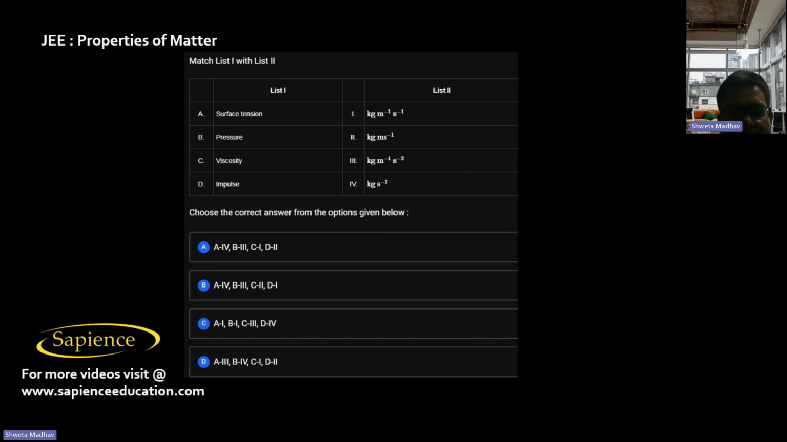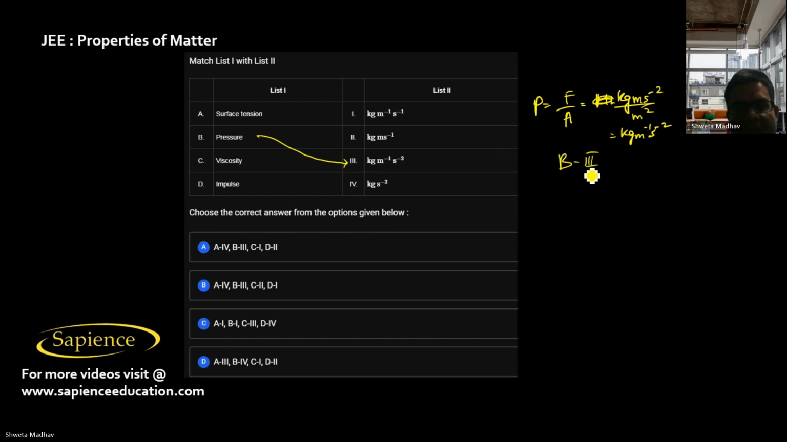So here surface tension will have a unit. So we have to match with the units. Now pressure will have the unit. Pressure is force by area. So it is MLT, kg meter per second square by meter square. So that is kg per meter per second square. So pressure will be 3. So B will be 3 obviously. So now A and B have to choose. So C I can check. So D also I can check.